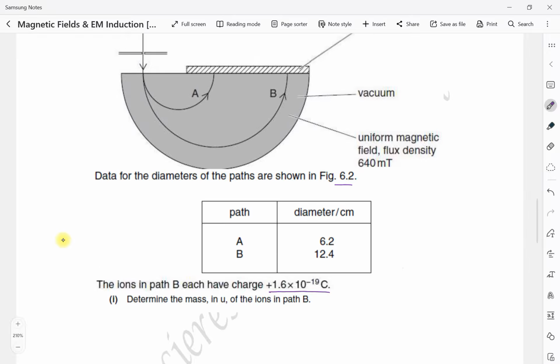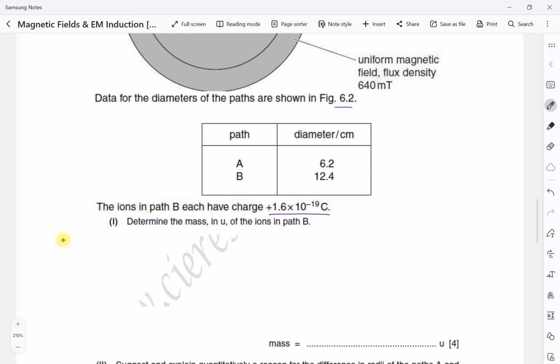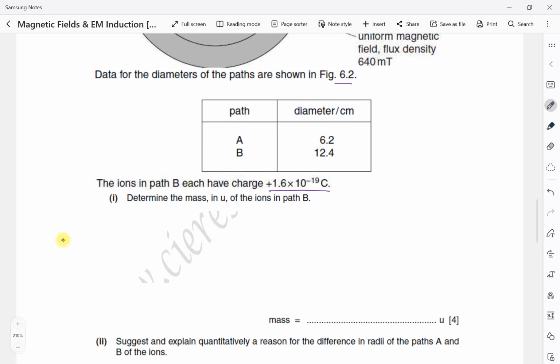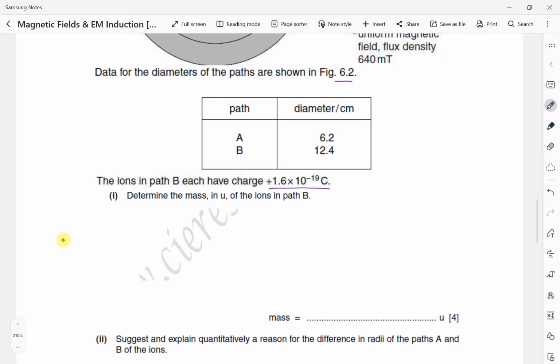So you notice that the path is a circular path, which means that the magnetic force provides the centripetal force.